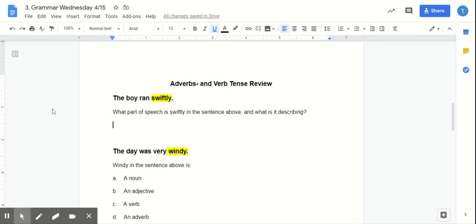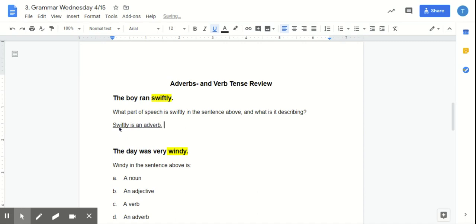All right, welcome back from doing the first portion on your own. So let's go through this sentence by sentence and then let's work through these together now. All right, so the first one, the boy ran swiftly. The question is asking what part of speech is swiftly in the sentence above and what is it describing? So, first, let's start off. What do you guys think is the part of speech of the word swiftly? Exactly. Swiftly is an adverb.